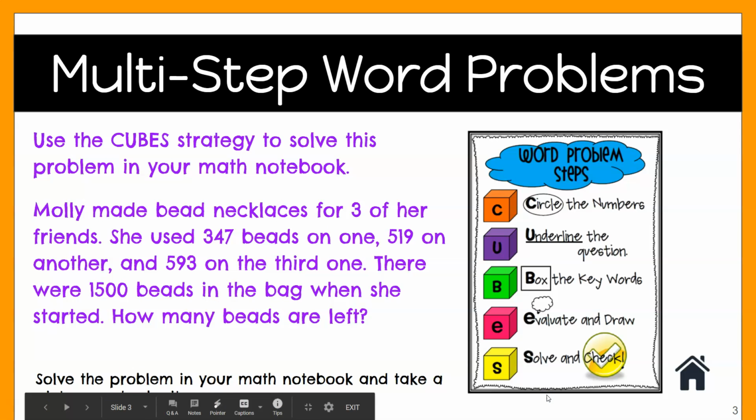Okay, so now that we know what the CUBES strategy is, we are going to have you solve this problem in your math notebook. So please get your math notebook and pause the video whenever you need to.